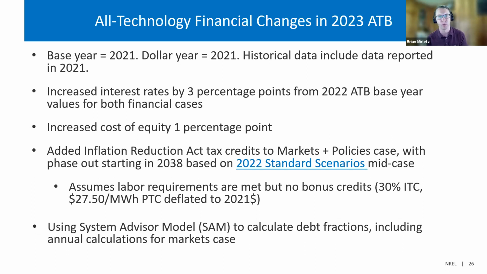The specific tax credits we used assume that the labor requirements of the Inflation Reduction Act are met, but no bonus credits are received. That results in a 30% ITC and a $27.50 per megawatt hour production tax credit. But that $27.50 is in 2022 dollars, so we had to deflate that to 2021 dollars for the report. There may be bonus credits for your project, such as domestic content or energy communities, and you would want to adjust the tax credit values for LCOE in order to apply to your specific project. But we'll cover that more in the financial assumptions and Inflation Reduction Act breakout session.